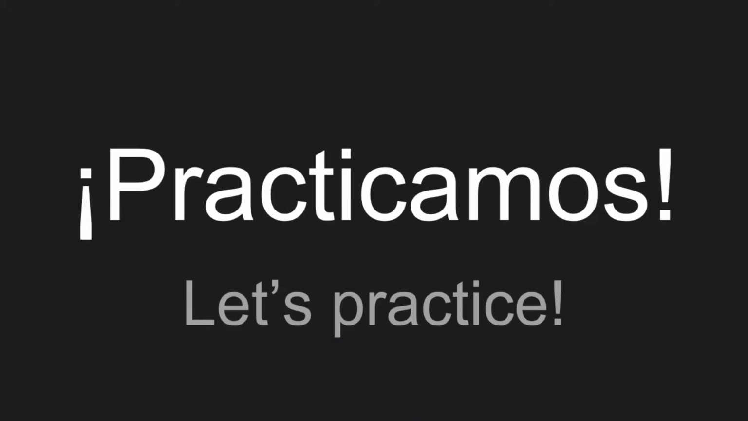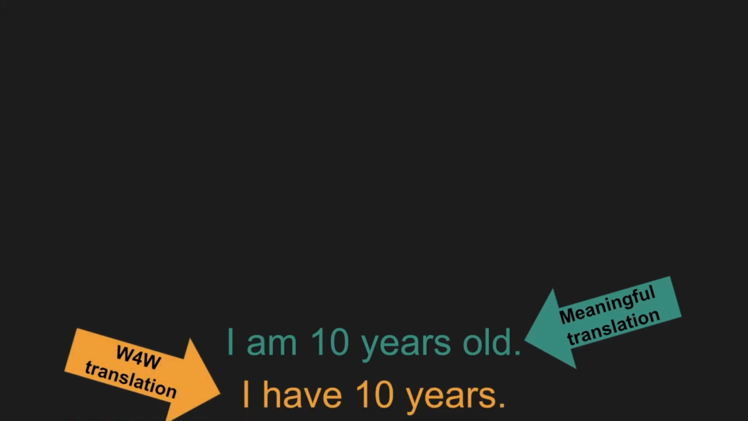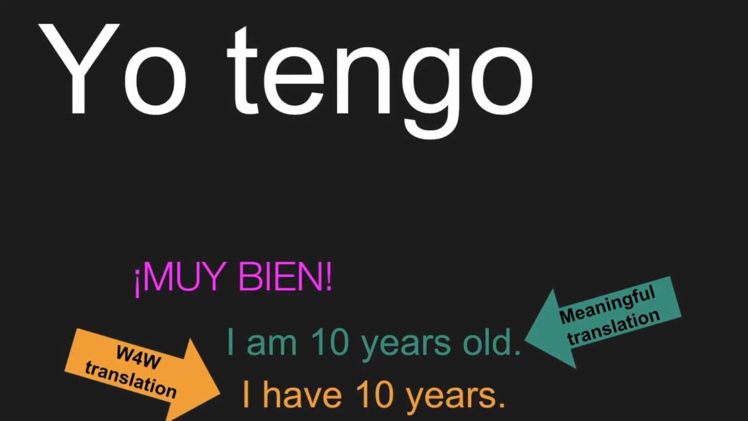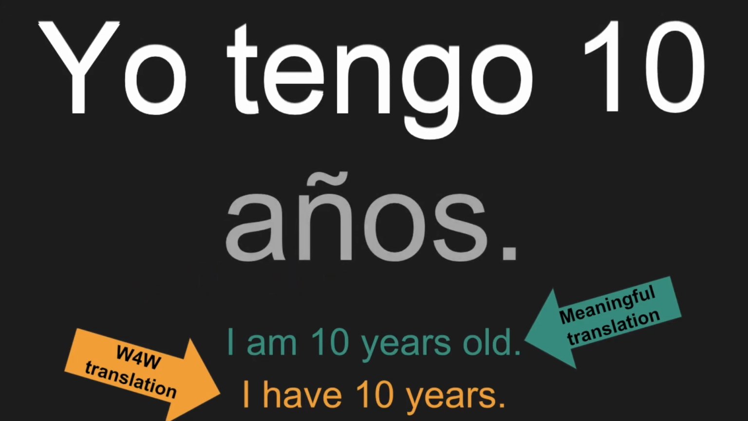All right, let's practice. Practicamos! So the sentence we're going to look at is, I am 10 years old, okay? And if we were to flip that around into a word-for-word translation, it would say, I have 10 years. So we're going to think back to our vocabulario, and we're going to say, how do we say I? ¿Cómo se dice I? Yo. Muy bien. ¿Cómo se dice I have or have? Tengo. Muy bien. ¿Cómo se dice 10? Diez. Muy bien. And then, ¿cómo se dice years? Años. So I am 10 years old. Yo tengo 10 años. Muy bien.